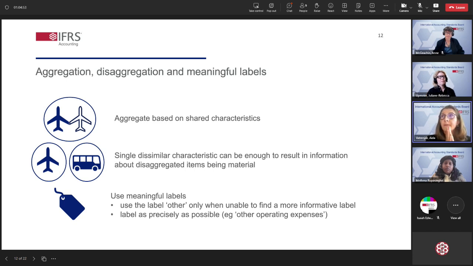So one question we are often asked is, because characteristics are now emphasized as so important, does it mean that companies would no longer be able to present or disclose line items that have no characteristics? So items like "other", would they be prohibited applying IFRS 18? Juliana, if you don't mind covering this as well.